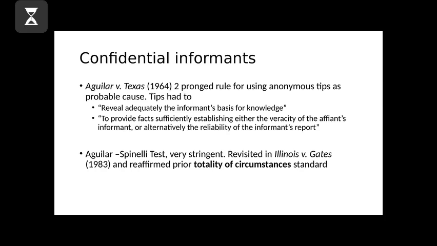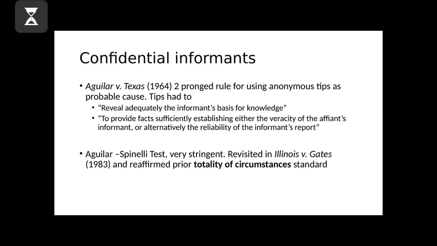So those tips had to, number one, reveal adequately the informant's basis for knowledge, and number two, provide facts sufficiently establishing either the veracity of the affiant's informant or alternatively the reliability of the informant's report. That is extremely wordy. So let's unpack this. Okay, so number one, this is pretty straightforward. So the tip had to reveal adequately the informant's basis for knowledge. So some part of the information conveyed to the police had to indicate why the police should believe this person knew this. So for instance, well, I am their neighbor and I can see from my window into their window that they have a 3-foot tall glass bong.